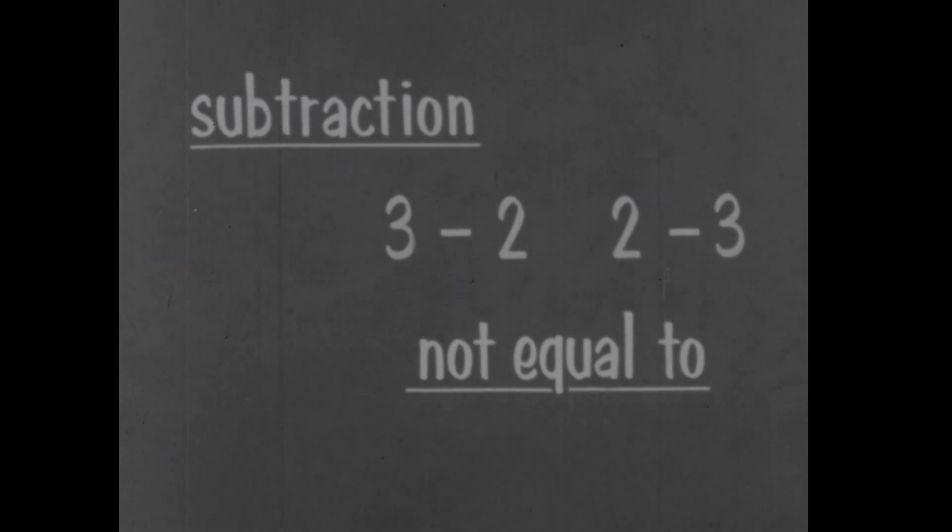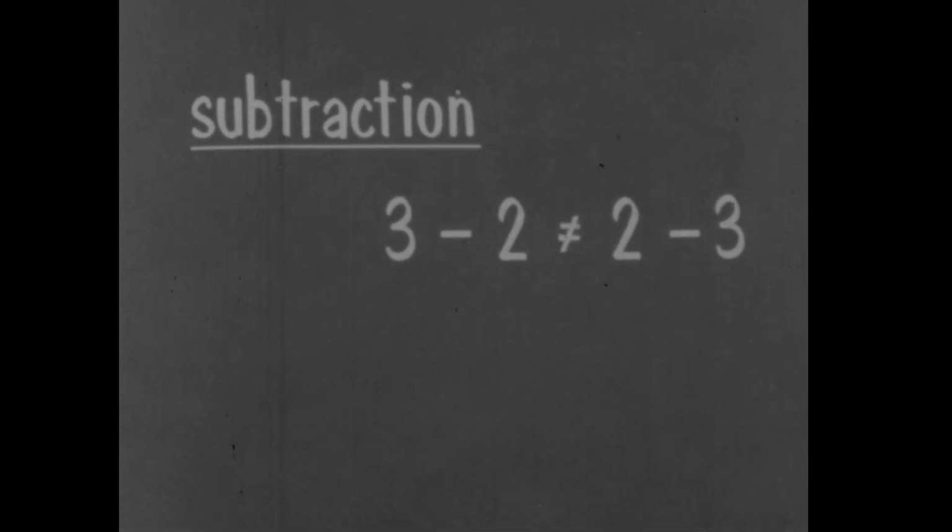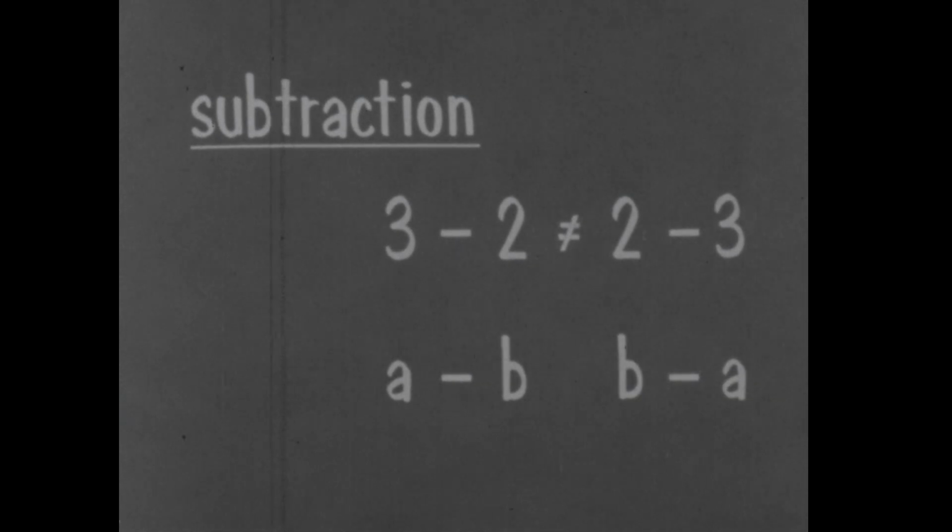In a problem in subtraction, we show that from the number 3, we subtract the number 2 with a minus sign. But the reverse, 2 minus 3, is not equal to 3 minus 2. We indicate this with a symbol called an unequal sign. Using letters, we write A minus B. The reverse, B minus A, is not the same. We indicate this by using the unequal sign.